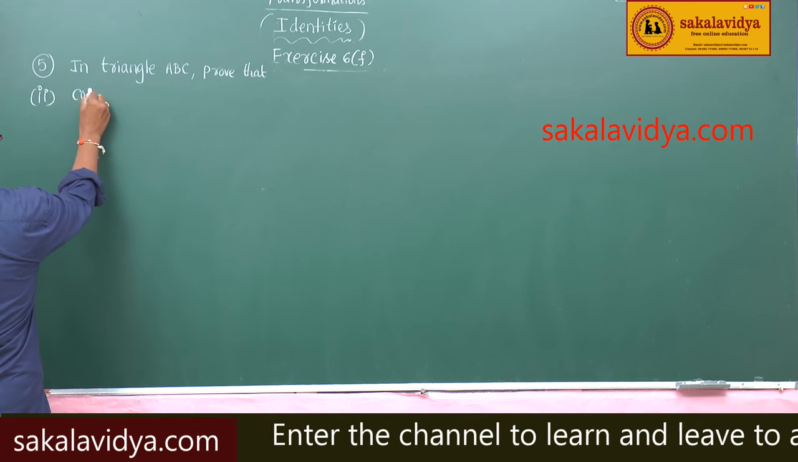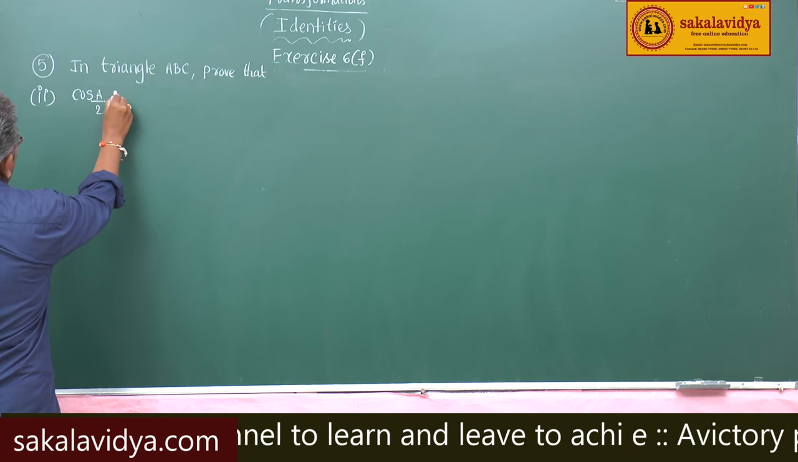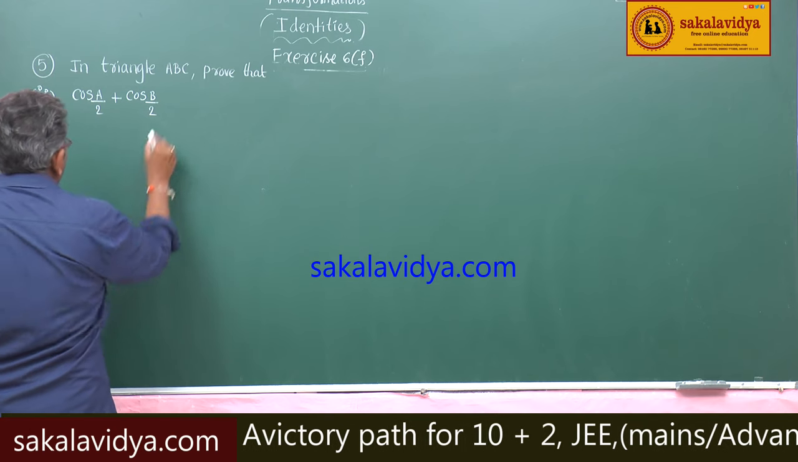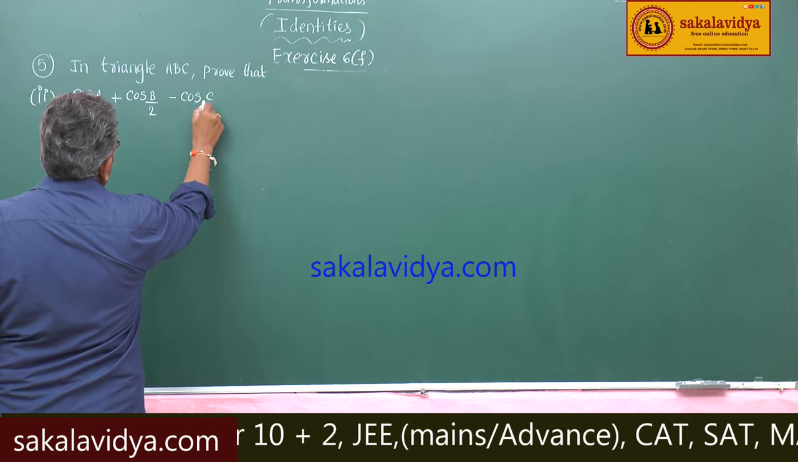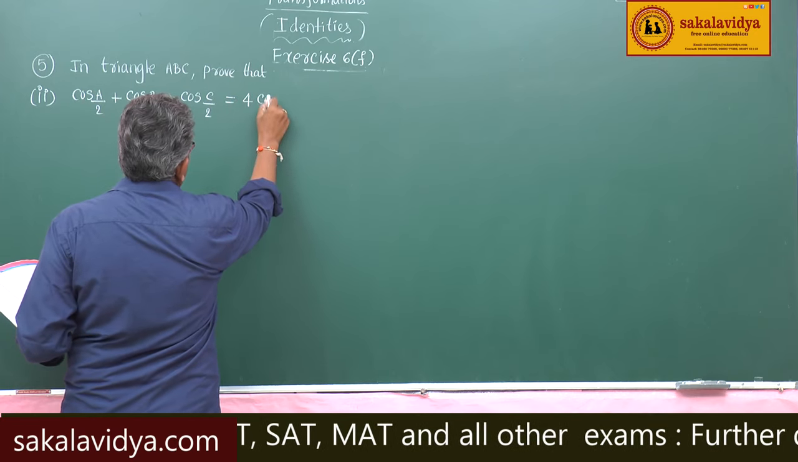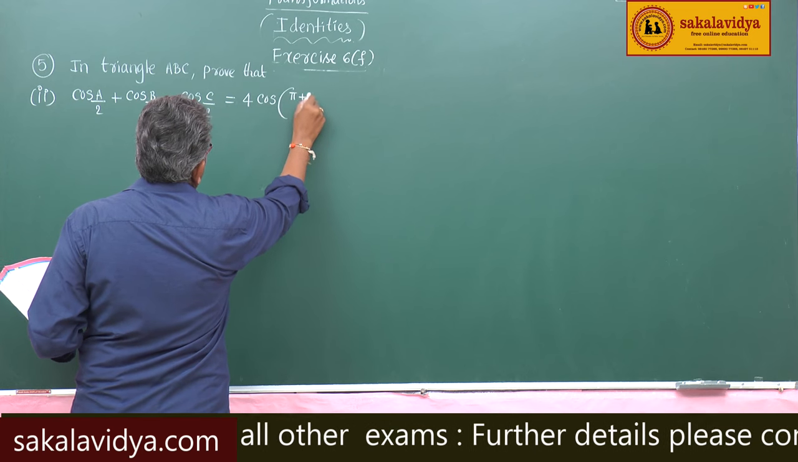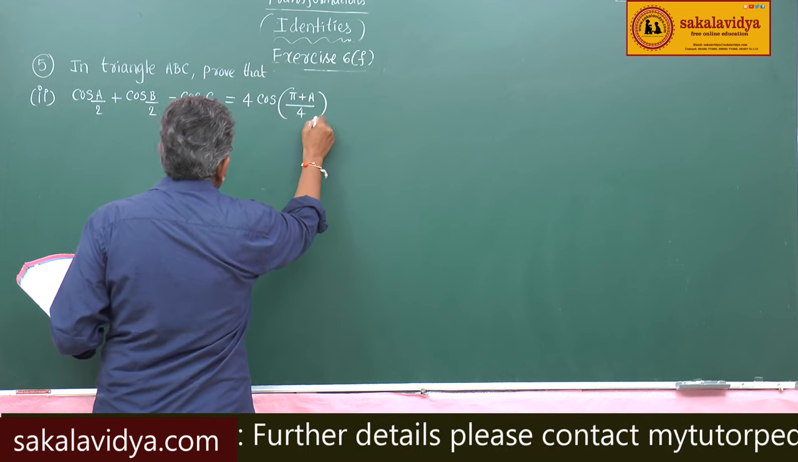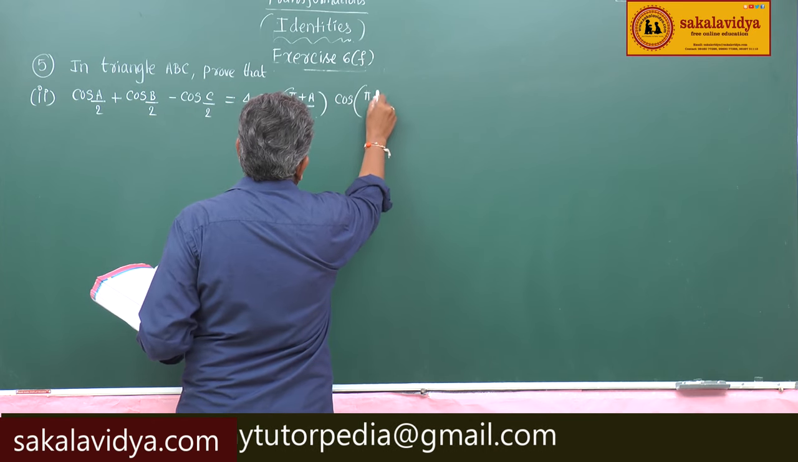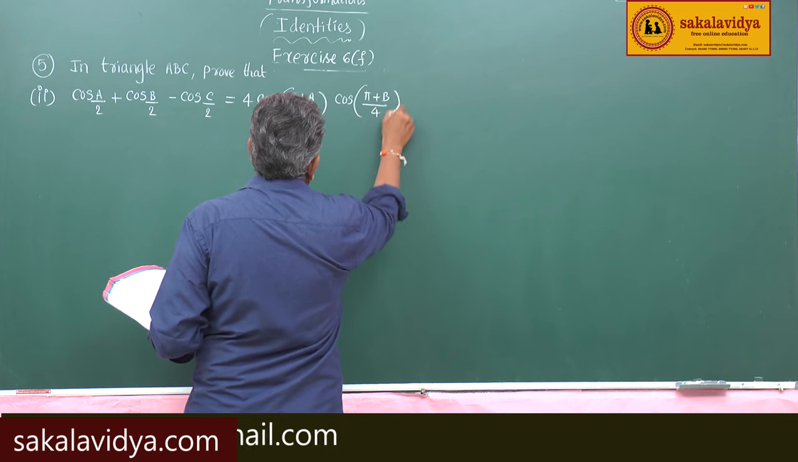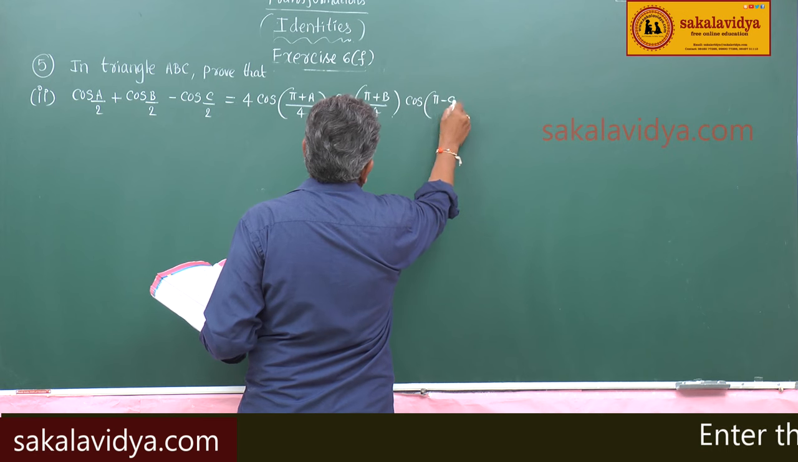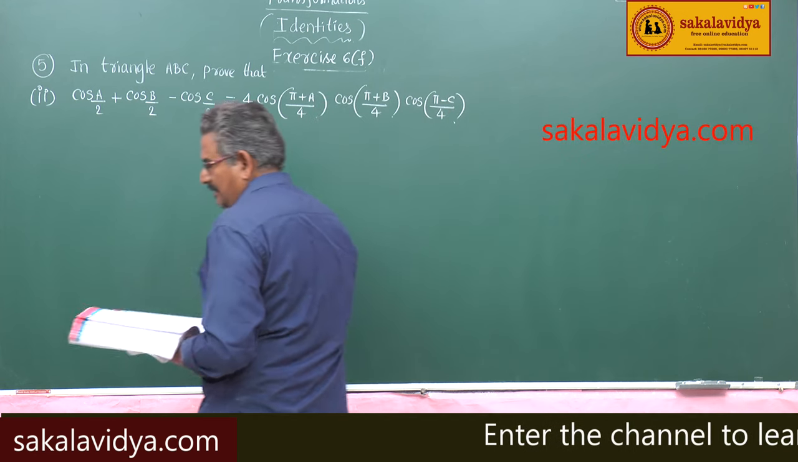cos A/2 + cos B/2 − cos C/2 = 4 cos((π+A)/4) cos((π+B)/4) cos((π−C)/4). This is the question.